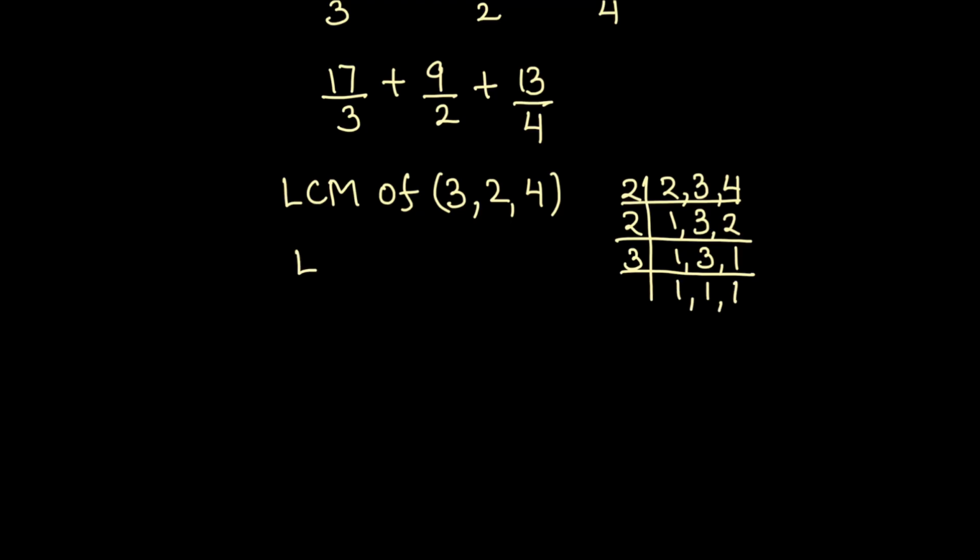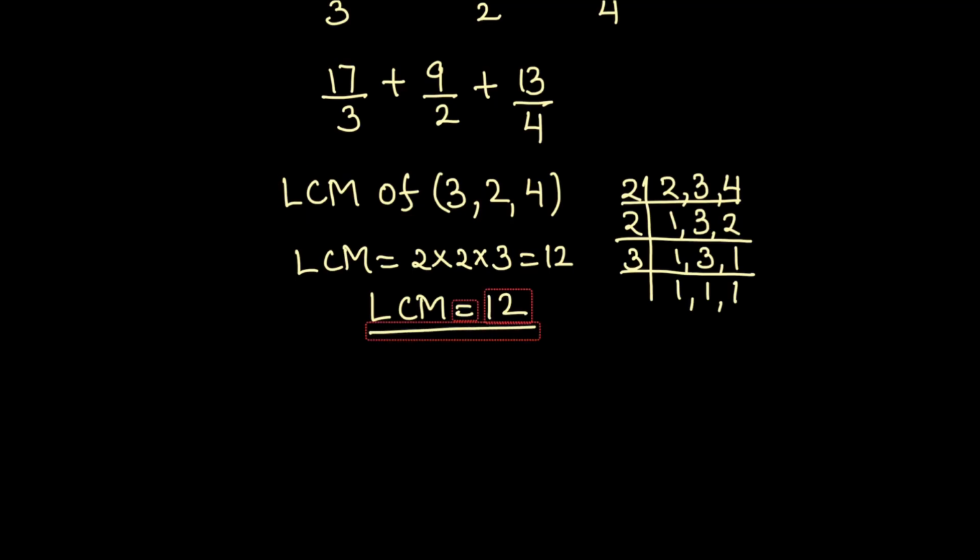So the LCM will be the product of all the numbers which are on the left hand side. So 2 times 2 times 3, which equals 12. So LCM equals 12. We'll make the denominators of all these fractions equal to 12.